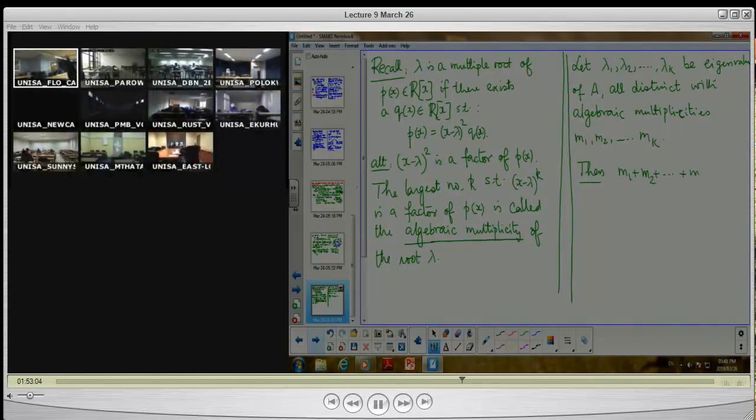Okay. So the sum of the algebraic multiplicities is always n. Now the dimension, this is called the geometric multiplicity. Right? And the next result tells us the connection between them.